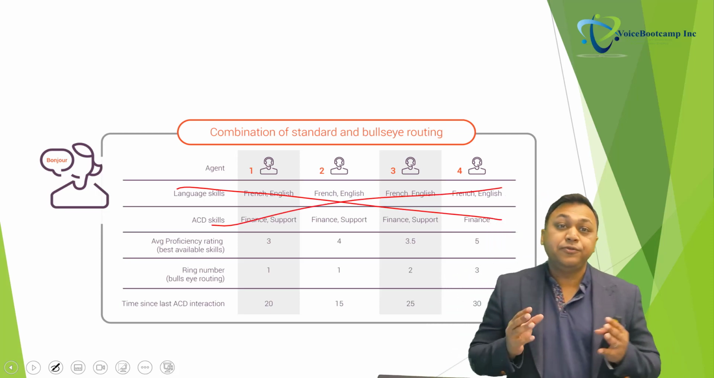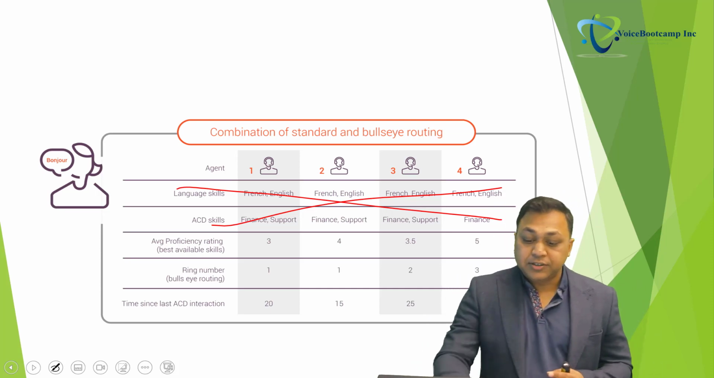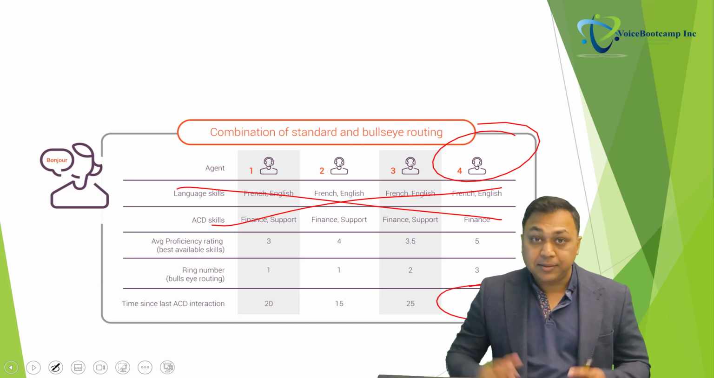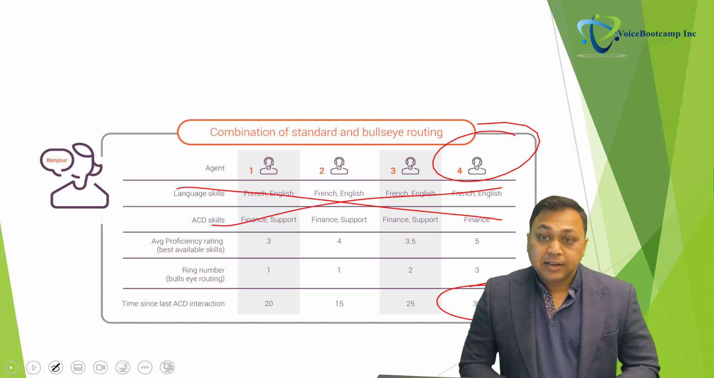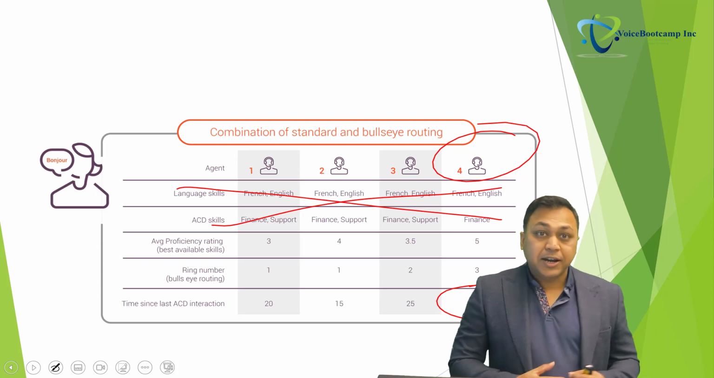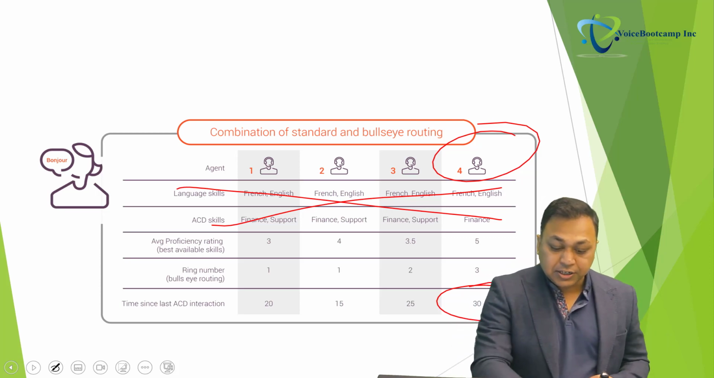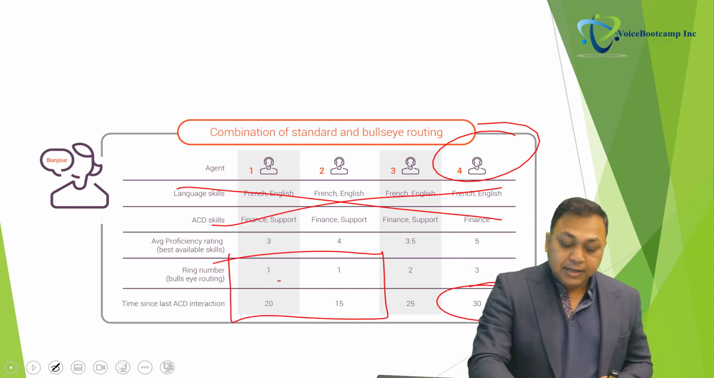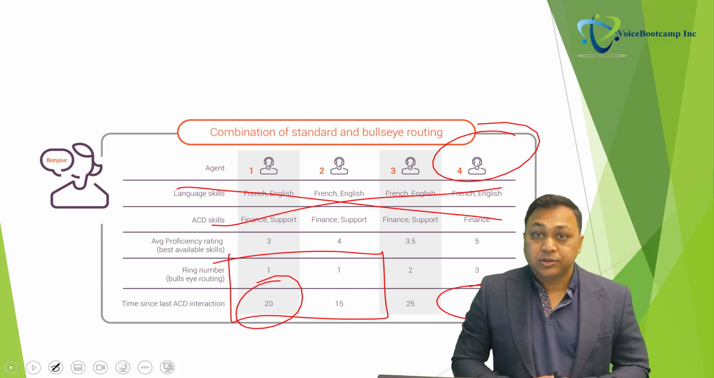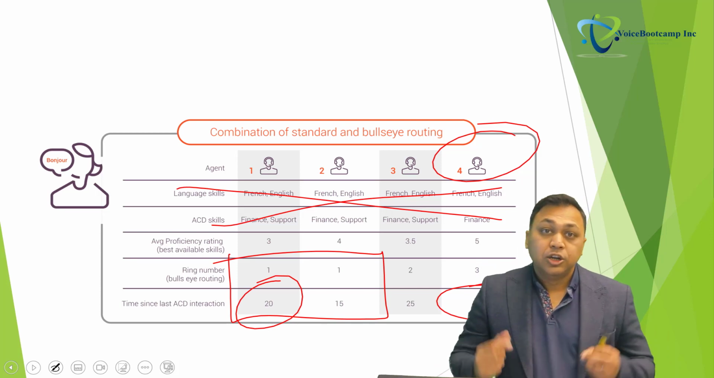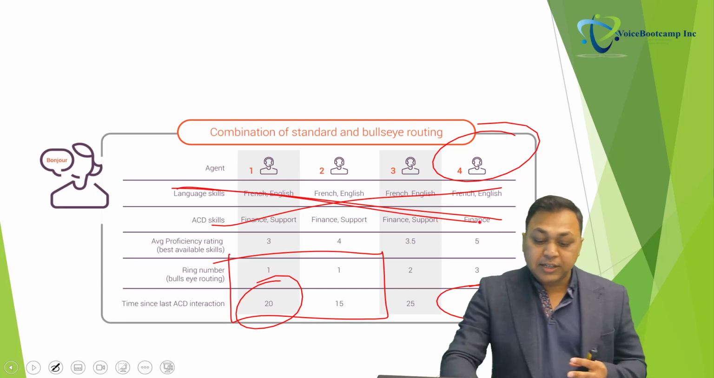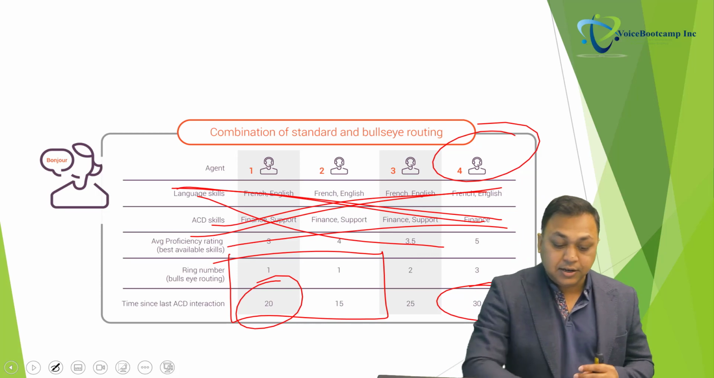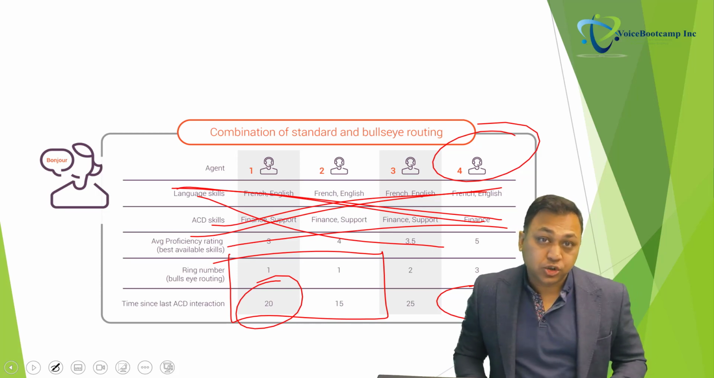So the selection will be, if you choose a standard ACD, it is going to select agent number 4 because he has been waiting for the longest period of time, 30 seconds. Now, if you choose the bullseye routing, it will select agent number 1 because on ring number 1, which is the first selection, this guy is the highest in terms of idle longest time in the queue. So you can see we're totally ignoring the first two criteria, or even the proficiency. We're not even paying attention to that.